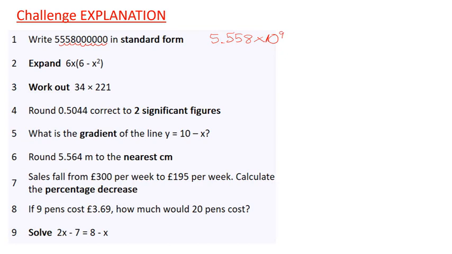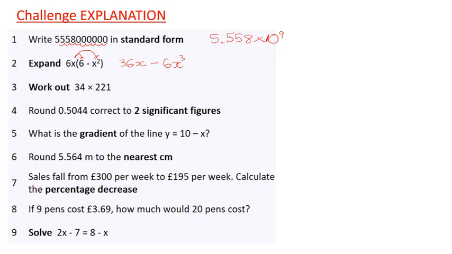Okay. Question 2. We need to expand. So we are multiplying out this bracket. We are doing 6x times by 6. That's going to be 36x. And then we are doing 6x multiplied by this x squared. So that will be 6x cubed, and it's minus. So minus 6x cubed.